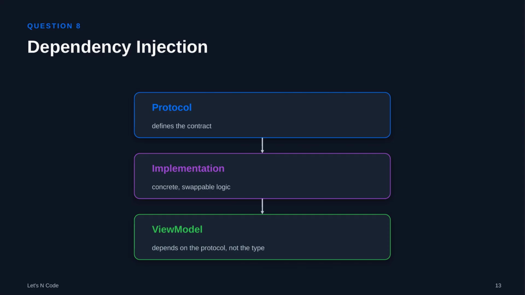Question 8. Dependency injection. Start with a protocol that defines the contract. Write a concrete implementation of that contract. And have your view model depend only on the protocol, never on the concrete type. That one decision is what makes it trivial to swap in a mock during testing, without touching production code.